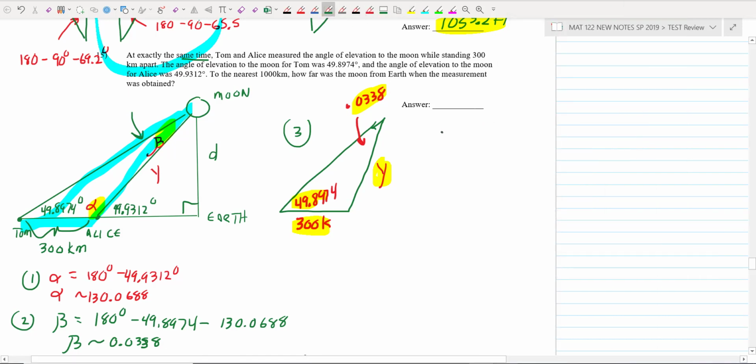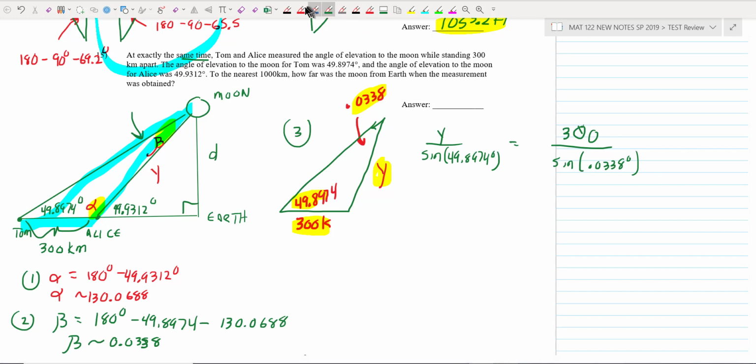So if I do this, I'm going to say y over the sine of 49.8974 degrees is equal to the side 300 that I was given over the sine of 0.0338 degrees. So I've got the side over the sine of its opposite angle, the side over the sine of its opposite angle. That's enough information to find y, and then we'll be close to being able to finish up this problem.